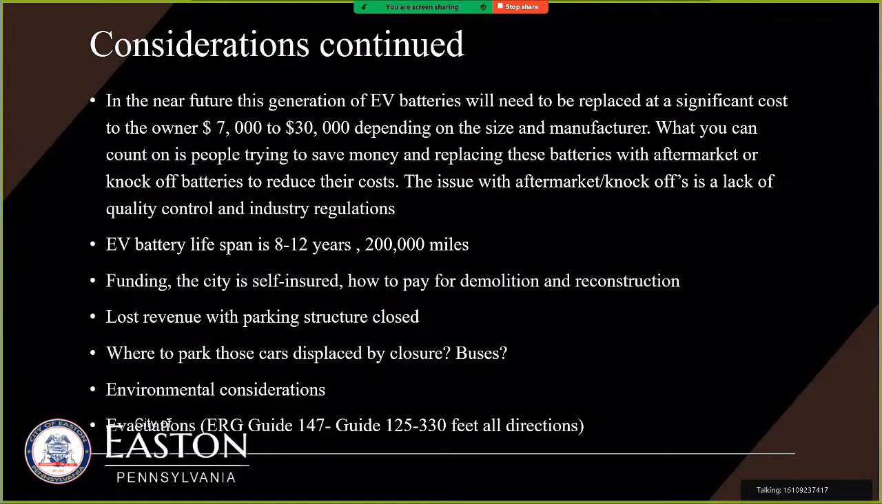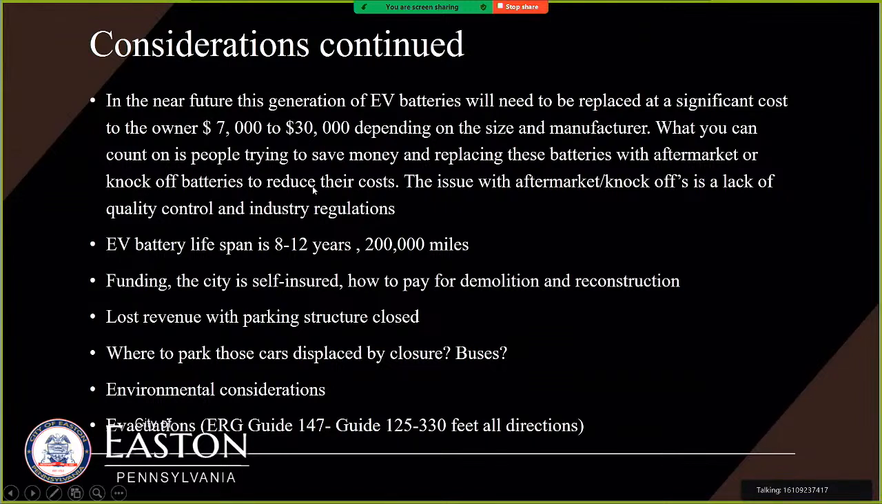In the near future, this generation of electric vehicles that are on the road now are going to have their batteries replaced. That's going to cost the owner between $7,000 and $30,000, depending on the size or the manufacturer of that battery. What you can count on is people trying to save money and going to a knockoff battery. That's where we have the problem, because there's no industry standard on how they're manufactured. So unless you get an original battery from that manufacturer, you're kind of against the wall. Electric vehicle battery lifespan is 8 to 12 years or 200,000 miles.